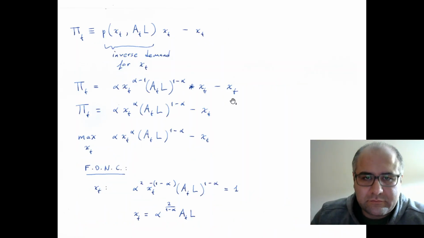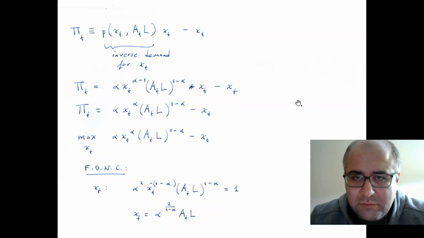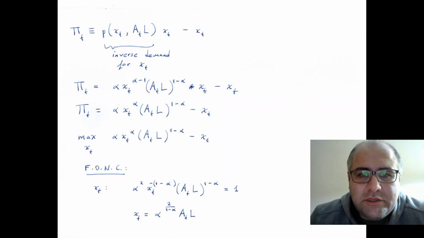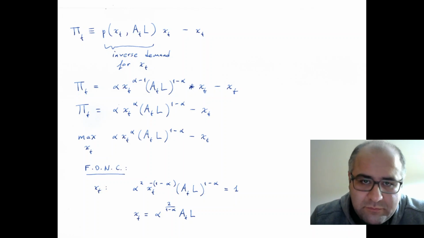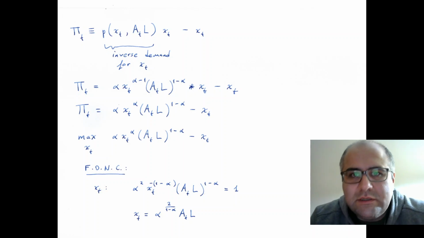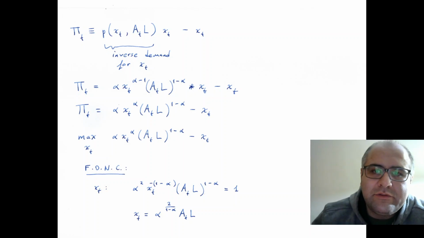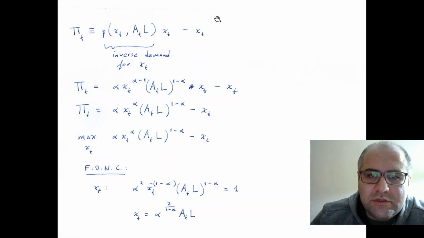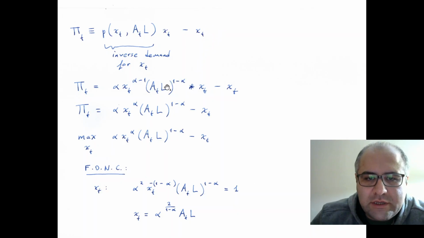So let's look at this monopoly problem. The inverse demand for XT is there. Inverse demand times quantity, price times quantity, is the total sales. Again, there is this one-to-one production technology that converts the final good into the intermediate input, and that production technology is the same. So if you solve this problem exactly as in the product variety model, you end up with this optimal level of intermediate input.